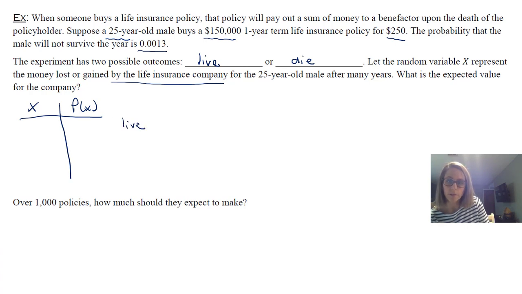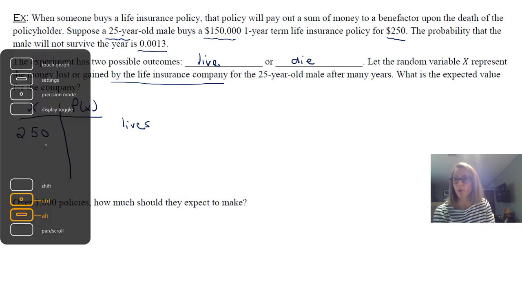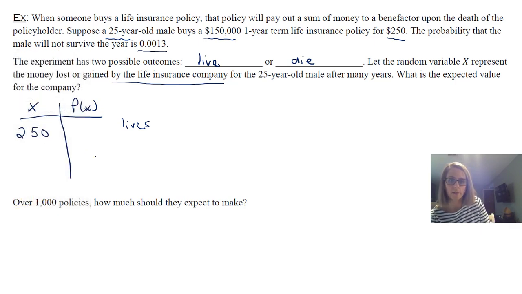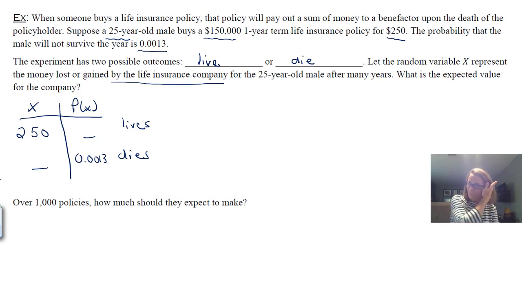So generally, the insurance company, if the 25-year-old male lives, that insurance company is going to make $250, because that person paid for the policy and they didn't have to pay out on it because the person lived. Now the other option is that the 25-year-old male dies, and we are told that the possibility of that we are given in the problem. So notice we still have two places in our table that are not filled. So at this point, we have to come up with those, but it's okay. We're given enough information to find it.